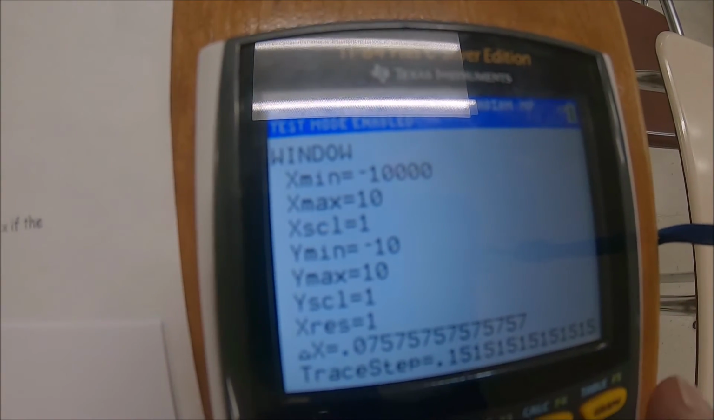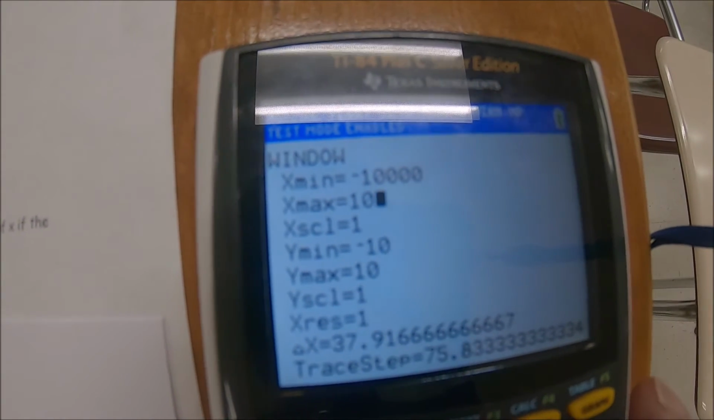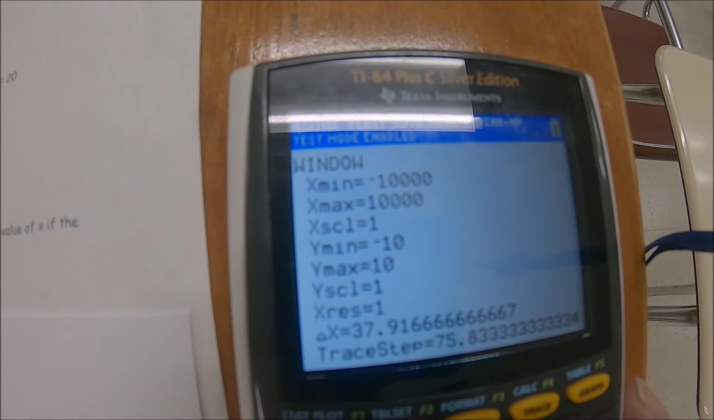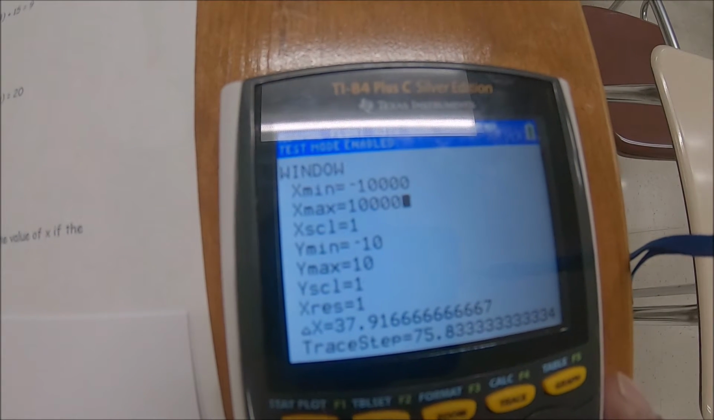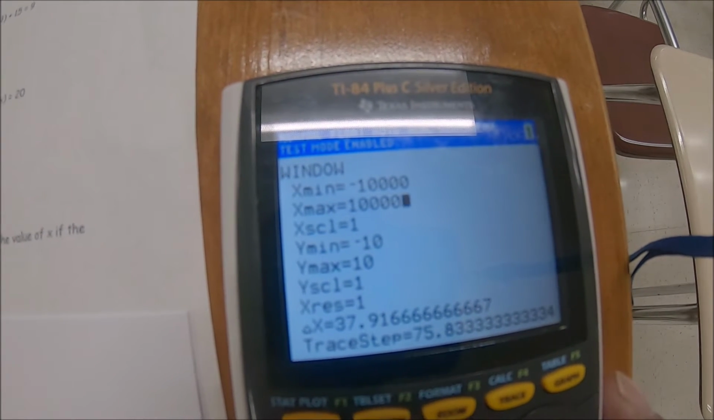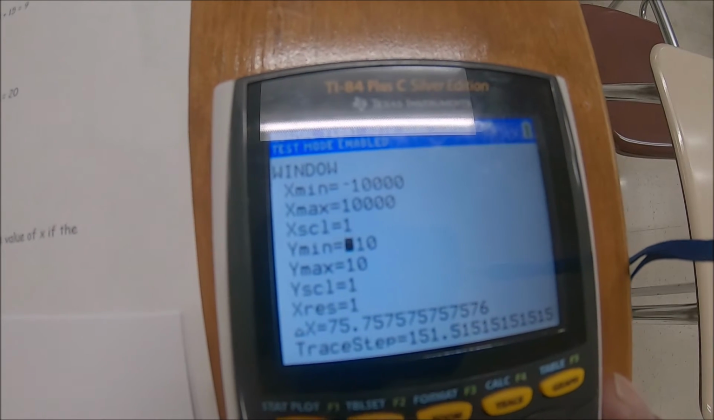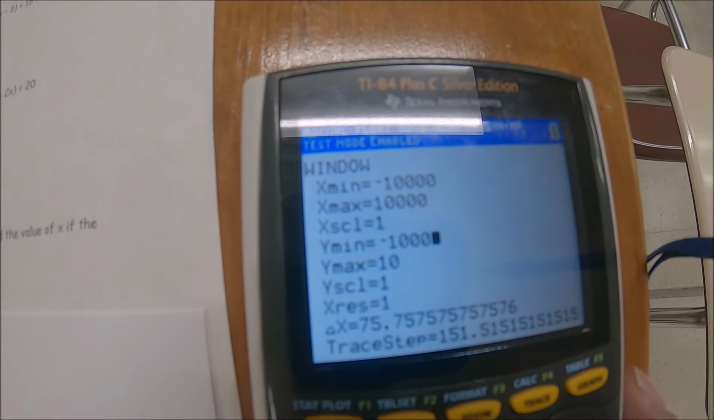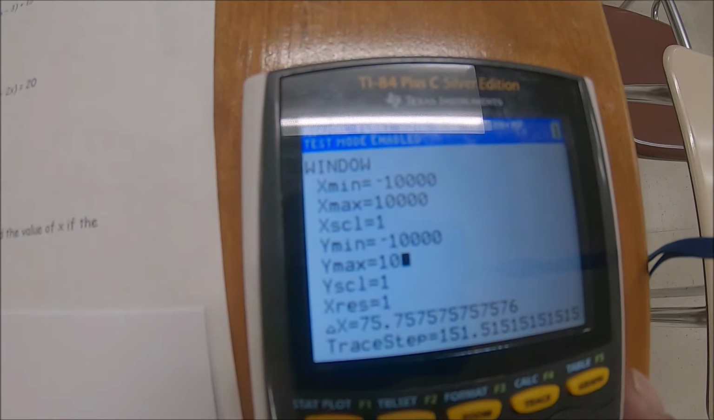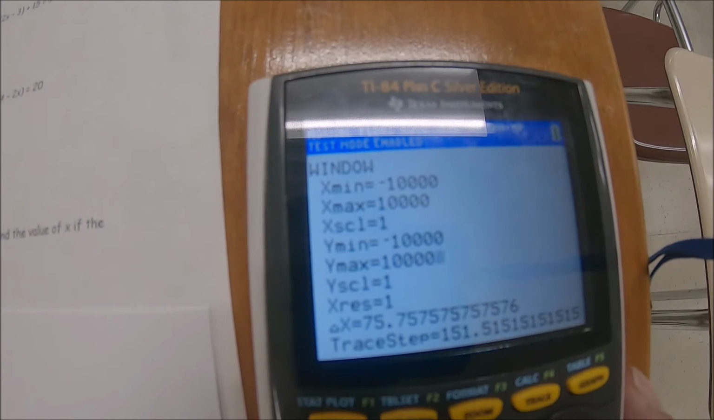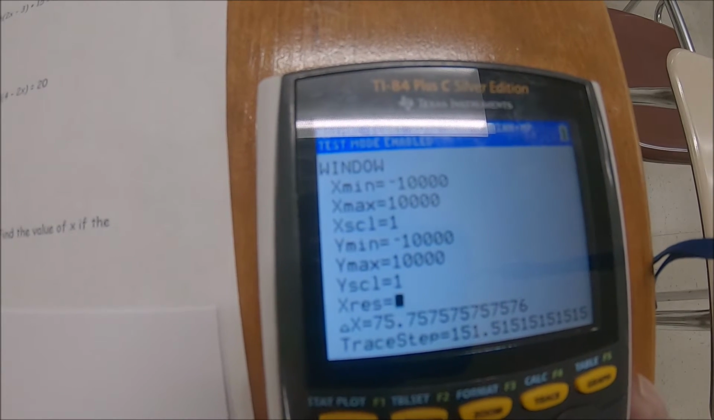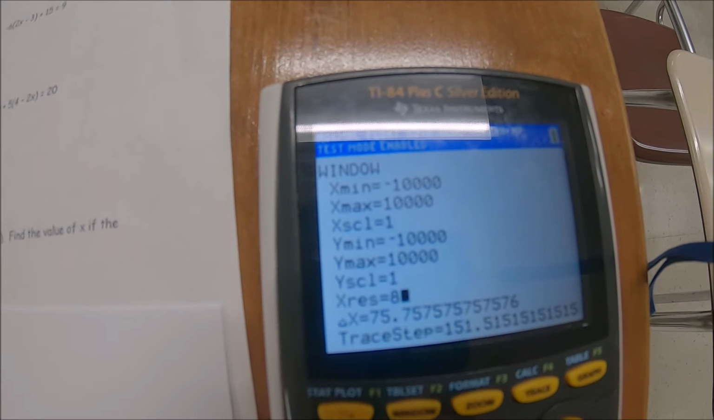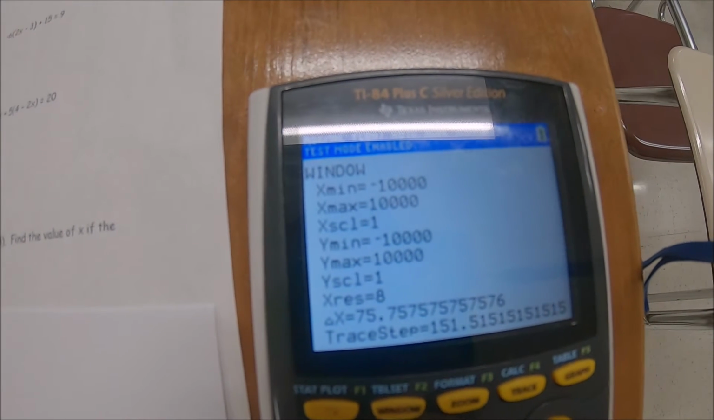So I usually tell my kids to add 3 zeros and make them 10,000 on the X minimum, Y minimum, and X maximum and Y maximum. The scales you do not have to change, just where the -10s and 10s are. That's the first thing we'll do. And also you want to put an 8 on the RES, which makes the calculator graph faster, and that'll be the quickest way to get your answer.